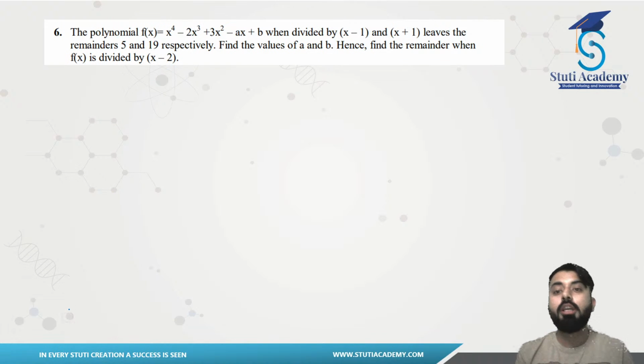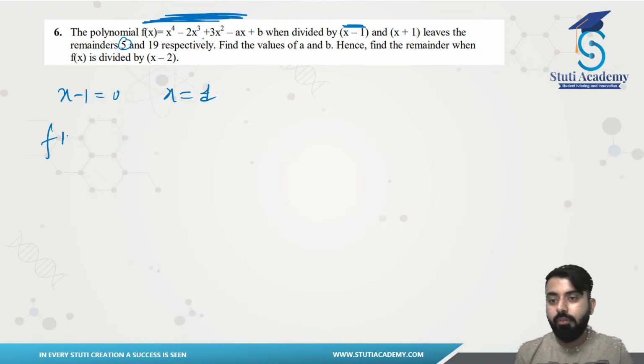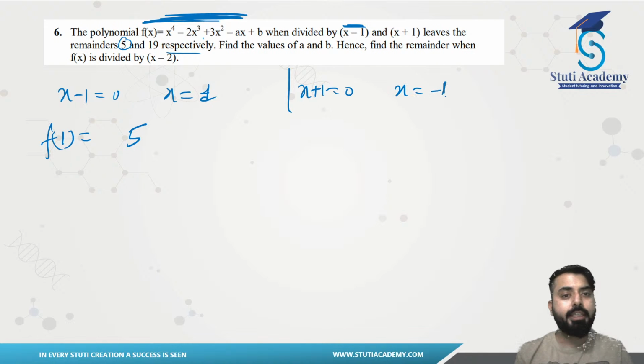They have asked you what? They have told you that f of x is this. While you divide this by x minus 1, your remainder is 5. That means if I put x minus 1 equal to 0, x will be 1. So f of 1 is 5, respectively, right? F of 1 is 5, and if I put x plus 1 equal to 0, x is negative 1, and they have told you that f of -1 is 19.